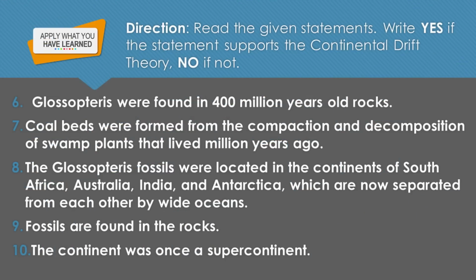6. Glossopteris were found in 400 million year old rocks. 7. Coal beds were formed from the compaction and decomposition of swamp plants that lived million years ago. 8. The Glossopteris fossils were located in the continents of South Africa, Australia, India, and Antarctica, which are now separated from each other by wide oceans. 9. Fossils are found in the rocks. 10. The continent was once a supercontinent.